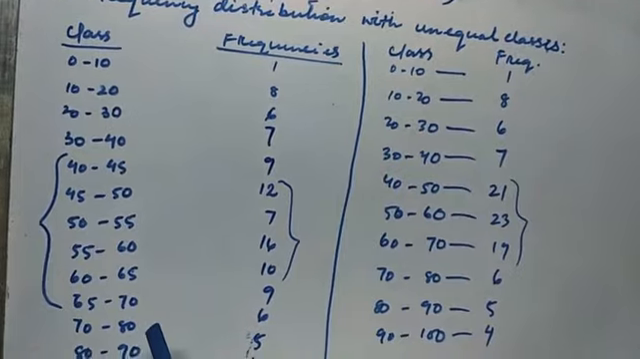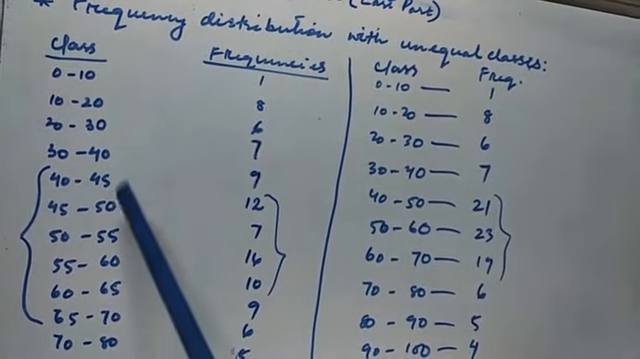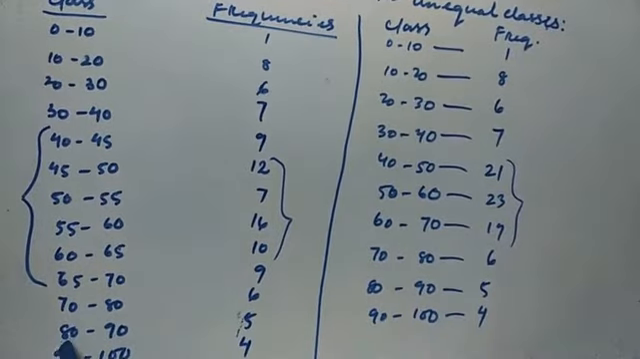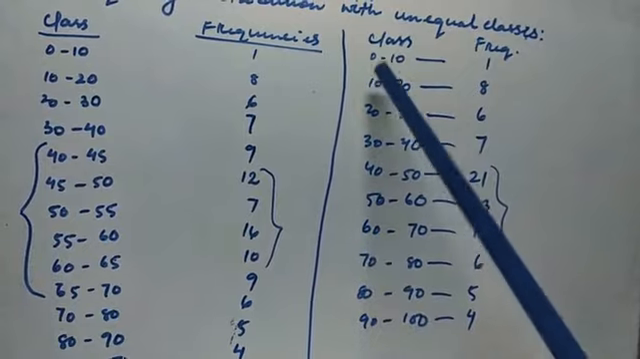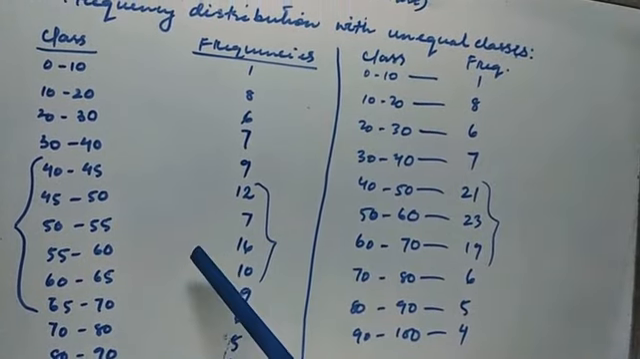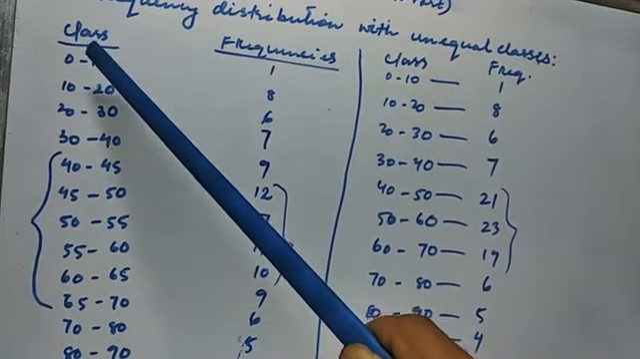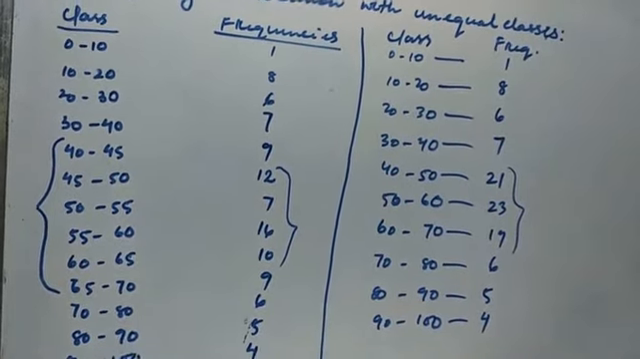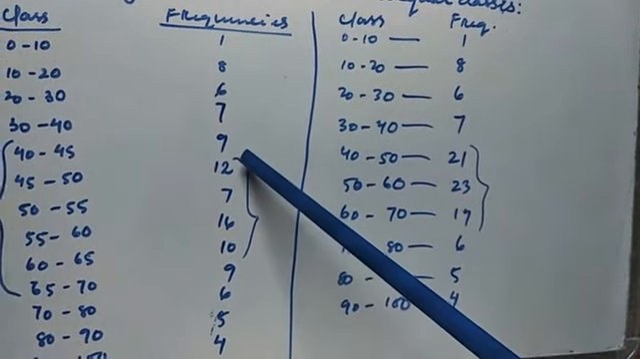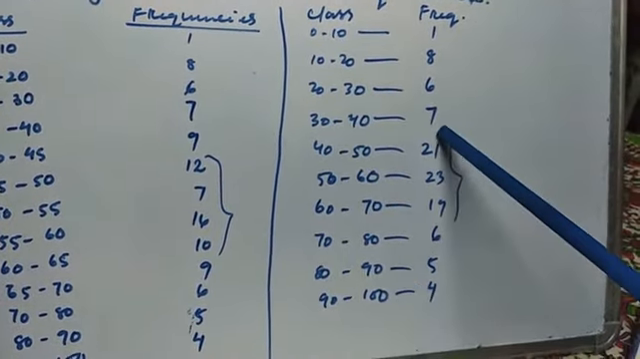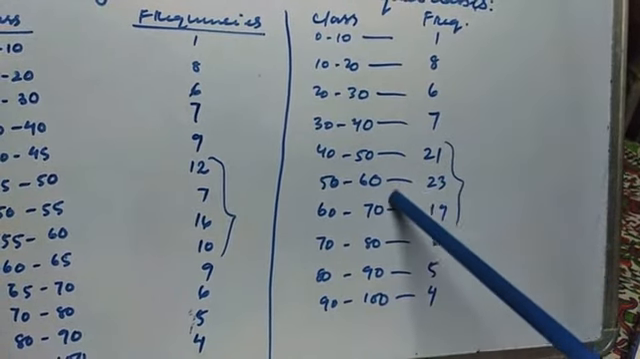When we have unequal classes, the number of classes also increases to 13. Earlier it was only 10 classes. But when we use this unequal class method, the number of classes increases to 13. And you will see the difference between the frequencies also. Here you will see that all the observations are accommodated mostly in this area.